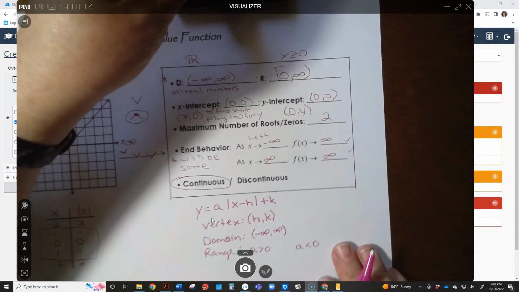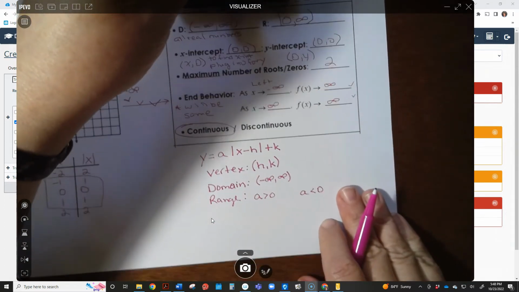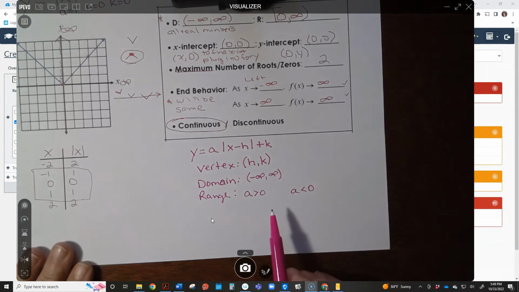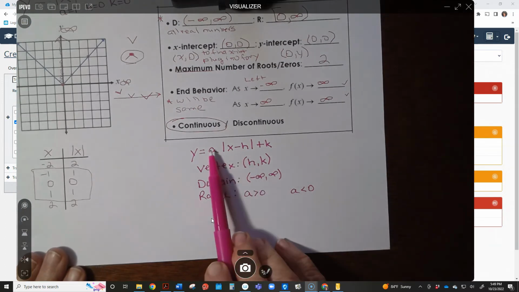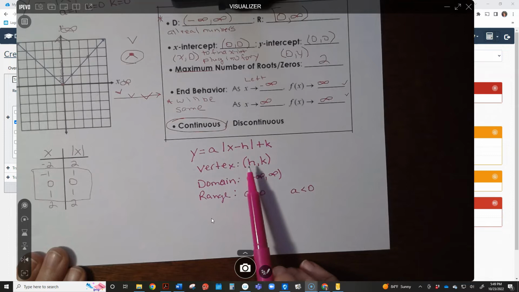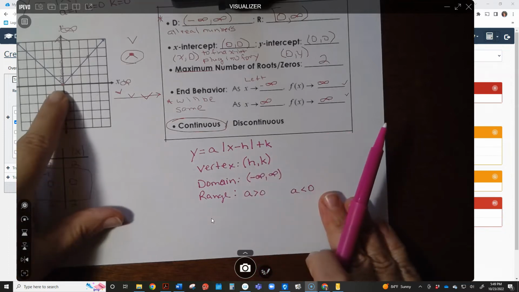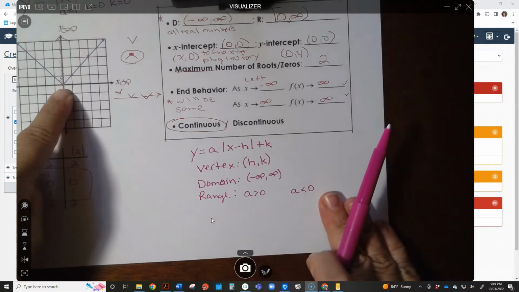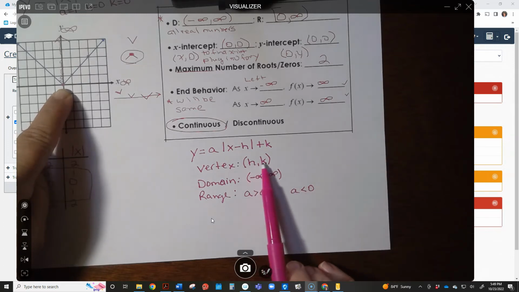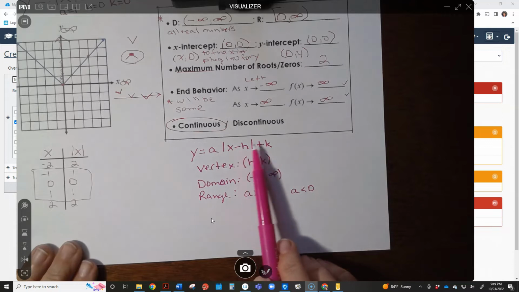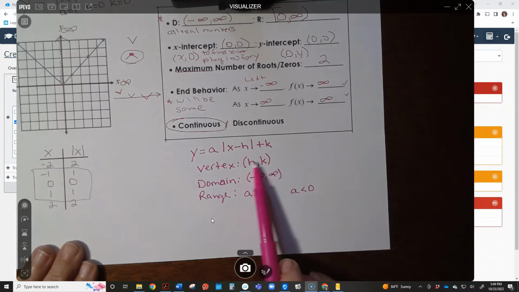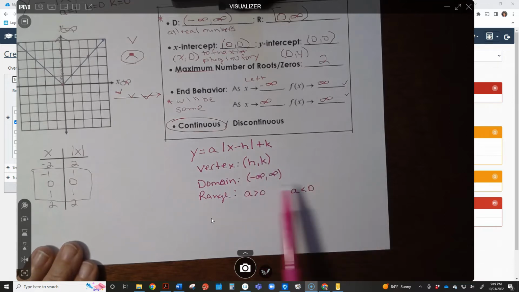The other thing that I wanted to have you add to your notes is that when you have parameter changes, the vertex, which is this point right here, either the lowest or the highest point, is always going to be located at (h, k). So whatever these two numbers are, even if they're zeros, you need to be able to identify where the vertex is. The domain for all absolute value functions will always be negative infinity to positive infinity.